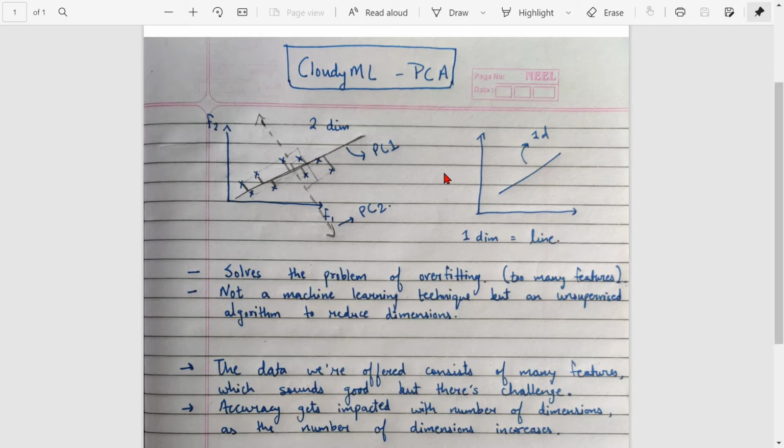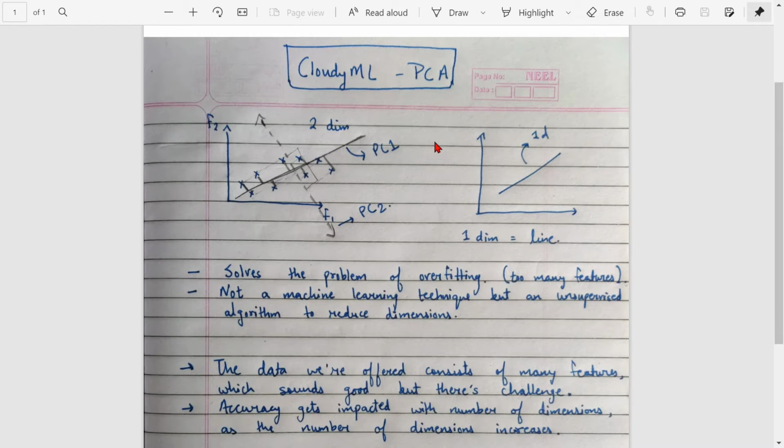In this video, we'll look at the algorithm of PCA. It stands for Principal Component Analysis. So what's PCA? First of all, let me understand. Many times the data we are offered consists of many features, which sounds good, but has a challenge. If we have a lot of features, then our accuracy gets impacted. As the number of dimensions increases, our accuracy tends to decrease even more. So it's not always good to have a higher number of dimensions. That's why, in order to solve this issue, to reduce the dimensions and get better performance and better accuracy, we use the PCA technique.